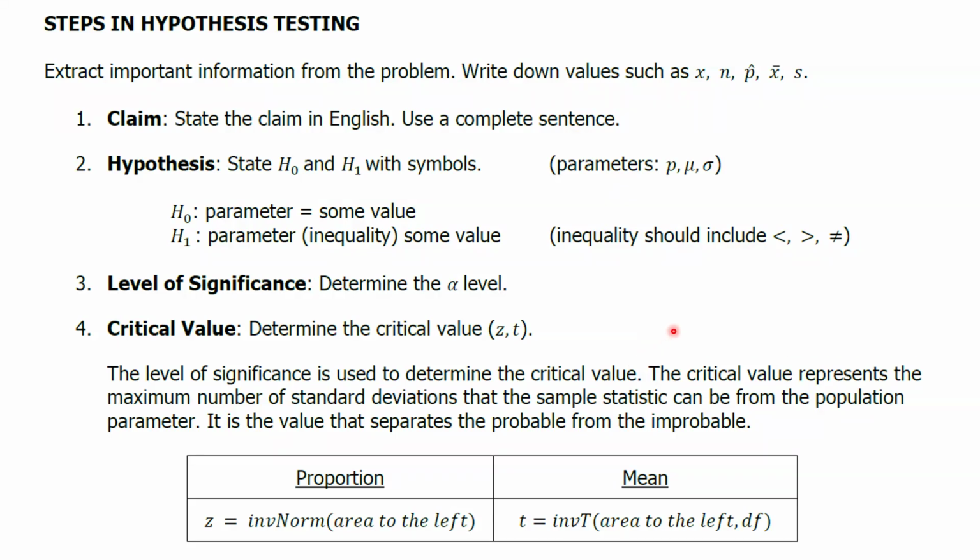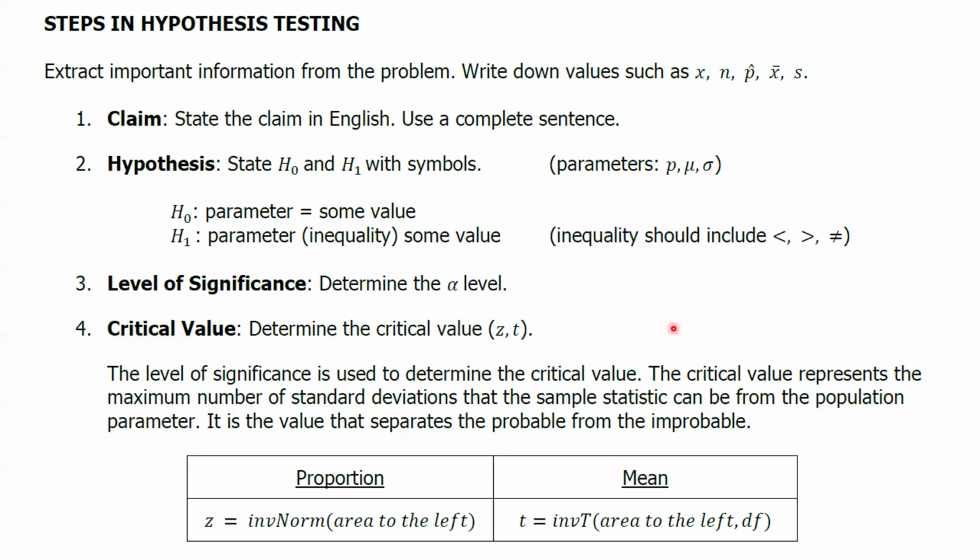Okay. Step 3 is the level of significance. So we determine the alpha level. So this is usually given in the problem. It's typically either 0.01 or 0.05 or 0.1. This is your tolerance for error. So how willing you are to make a type 1 error.